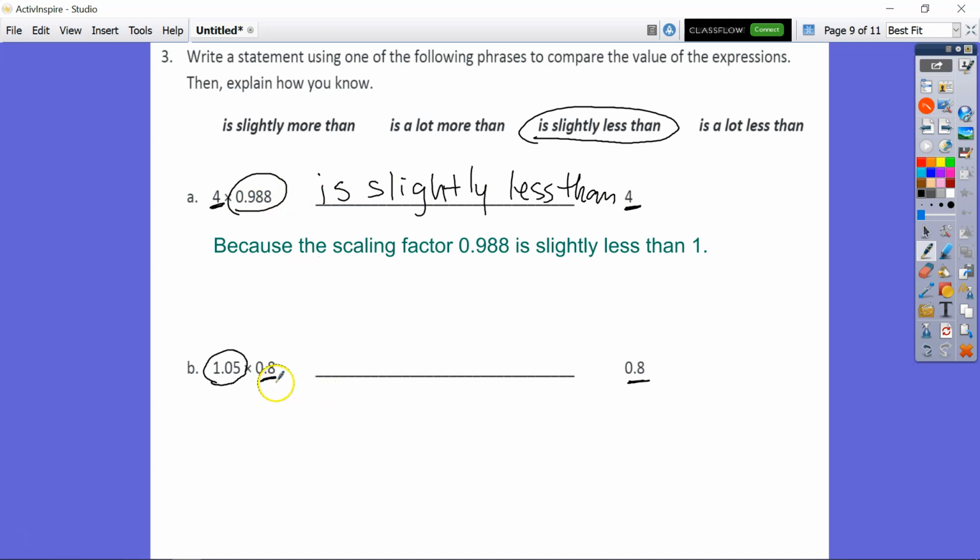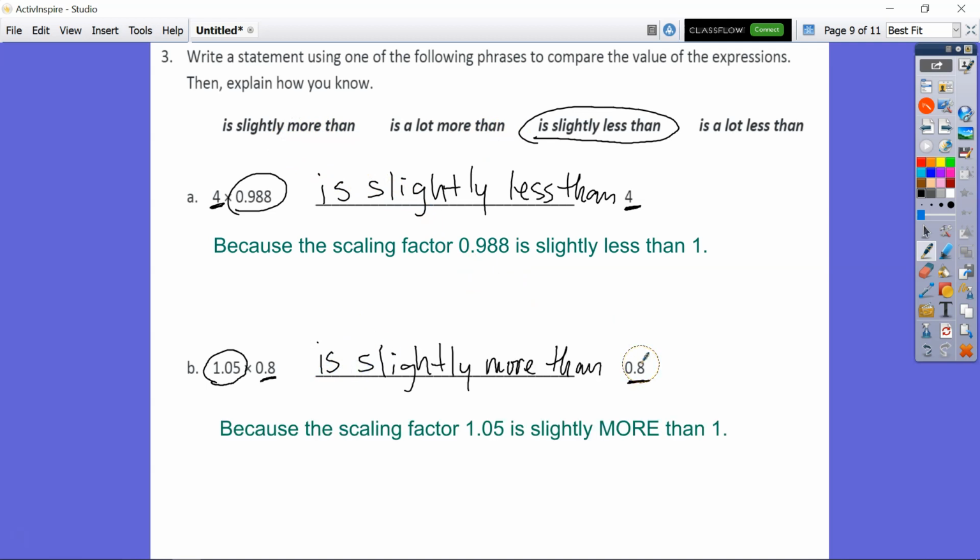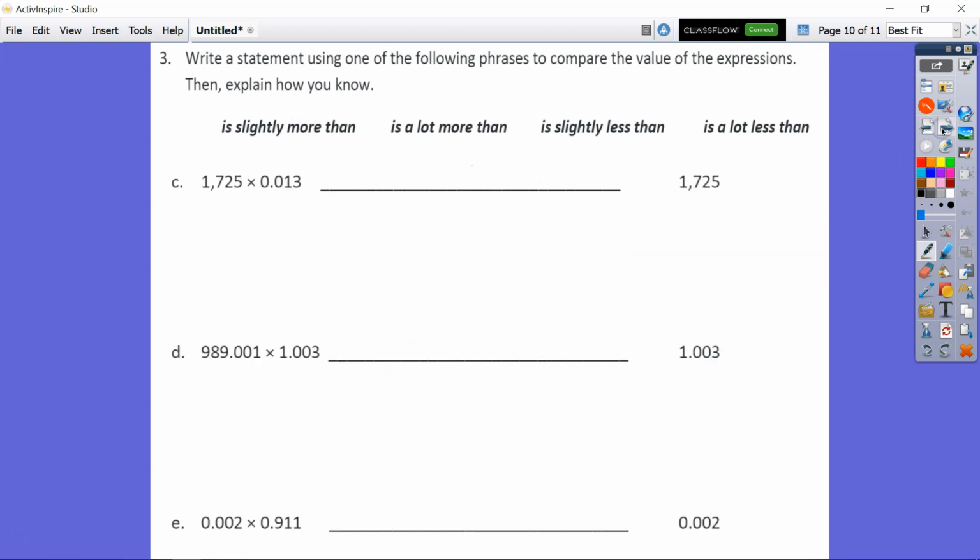Same thing here. Our scaling factor is the 1 and 5 hundredths. That's just a little bit over 1, right? If you were talking about $1, this is $1.05. That's slightly over 1, right? So therefore, this is going to be slightly more than, for our answer, slightly more than 8 tenths. All right, let's go ahead and take a look at the next two.